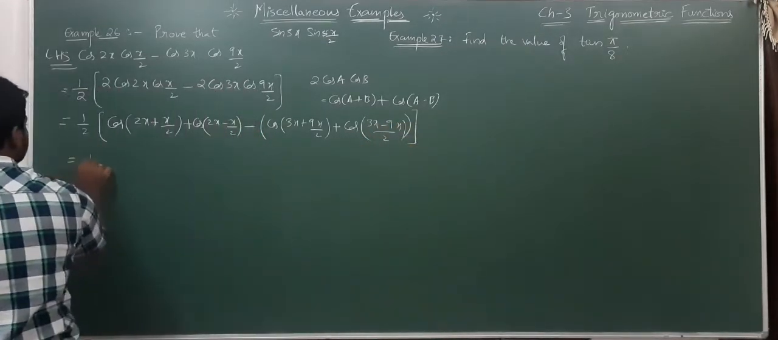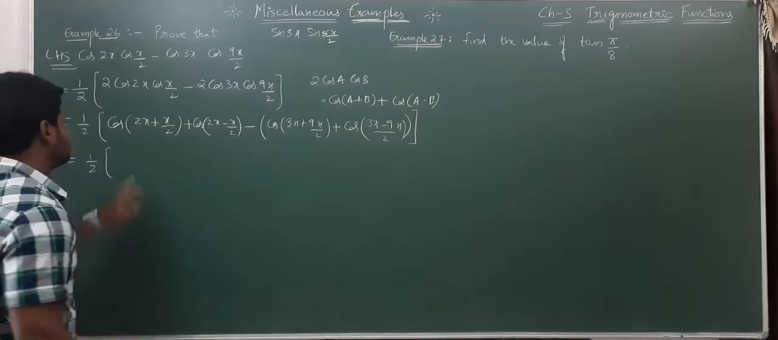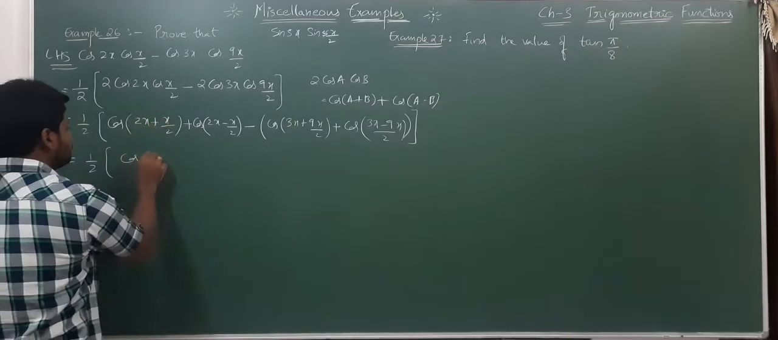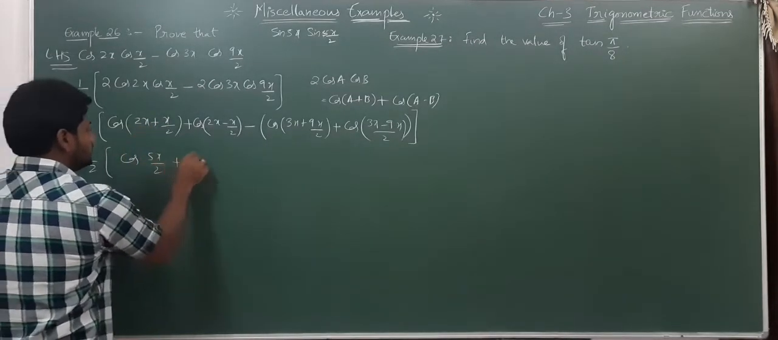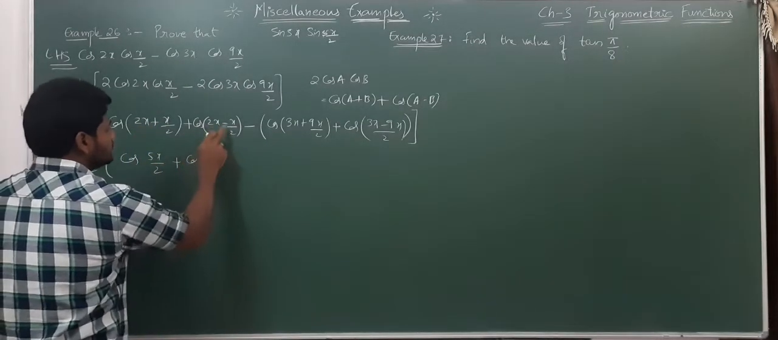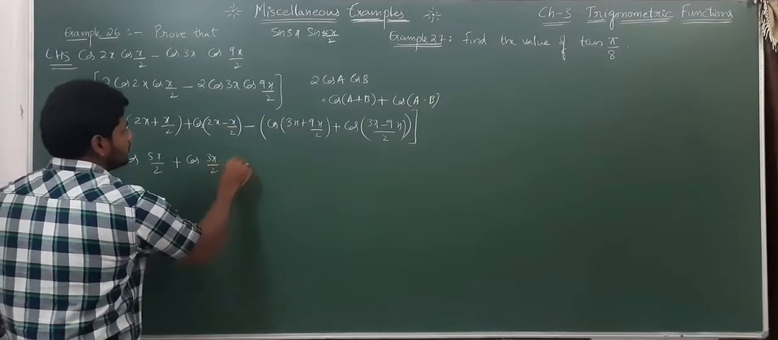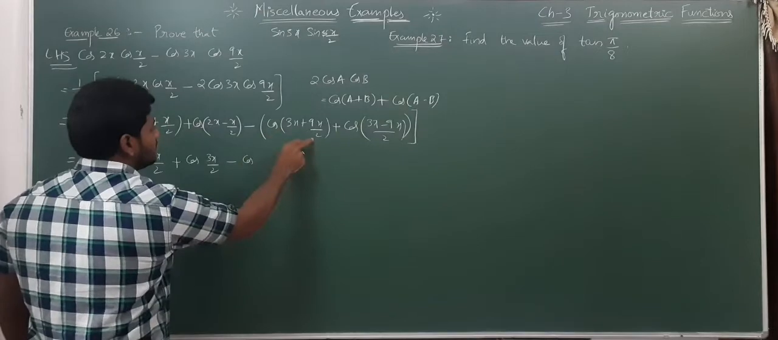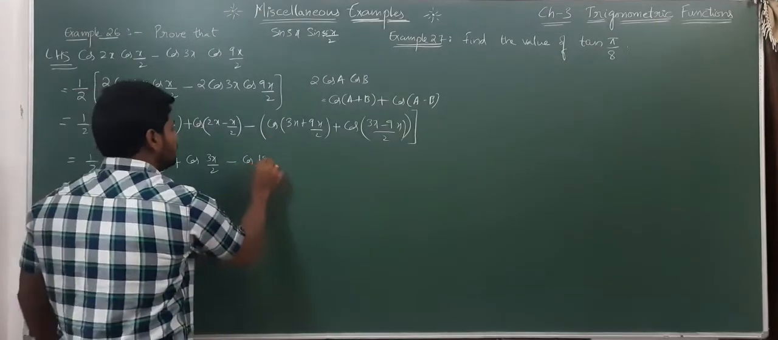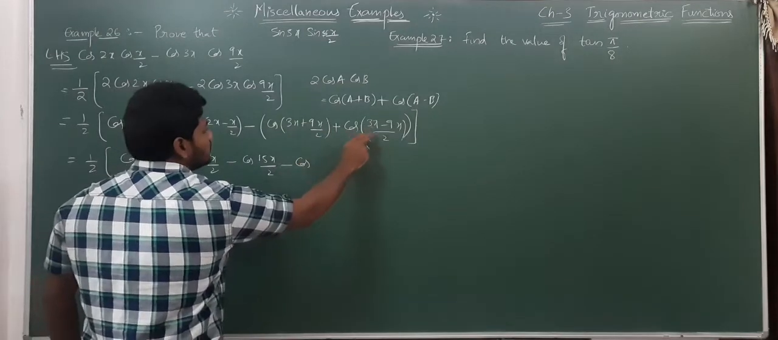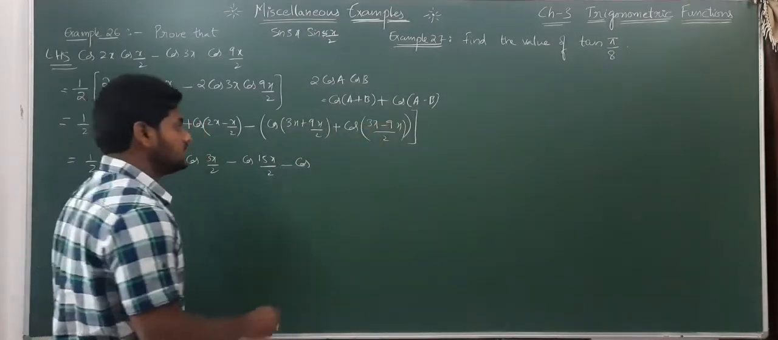Now again we simplify further. So 1 by 2 into cos of 2x plus x by 2; 2 is a 4 plus 1, 5x by 2, plus cos of 2x minus x by 2, 4 minus 1, 3x by 2, minus cos of 3x plus 9x by 2, 6 plus 9, 15x by 2, minus cos of 3x minus 9x by 2, 6 minus 9, minus 3x by 2.